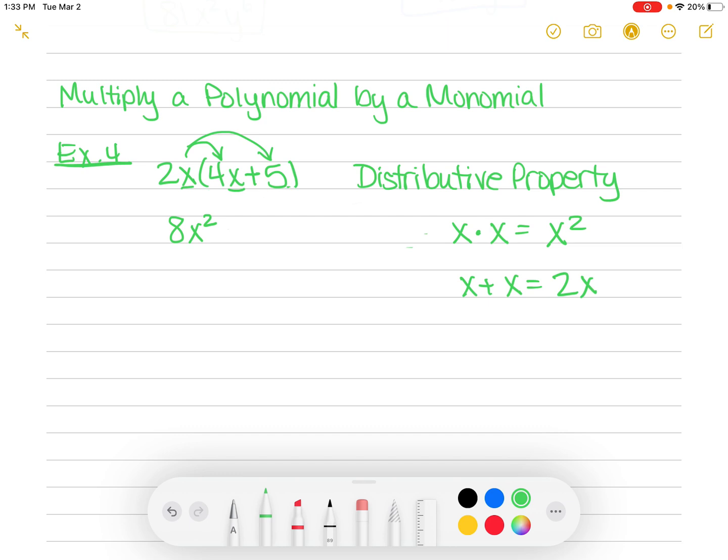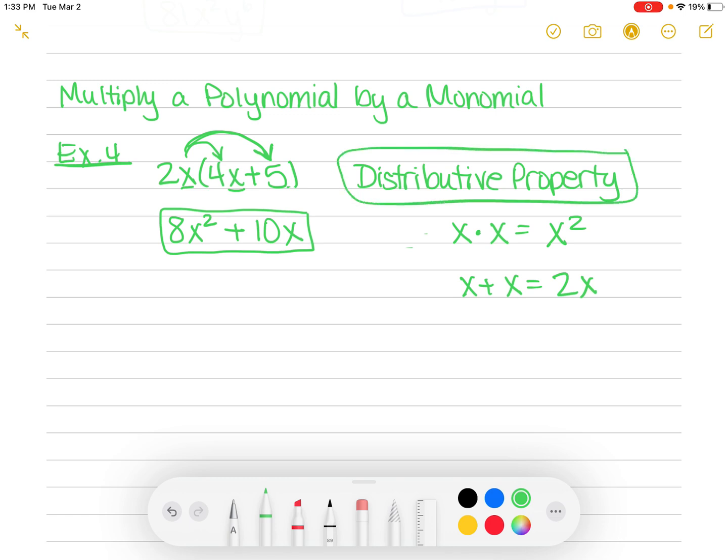Okay, so I did the first one, so now let's do the second one. 2x times 5 is 10x. And there's my answer. It's as easy as that, okay? So this one we just did the distributive property for. And then these are just extra little things that you're supposed to just know, right?